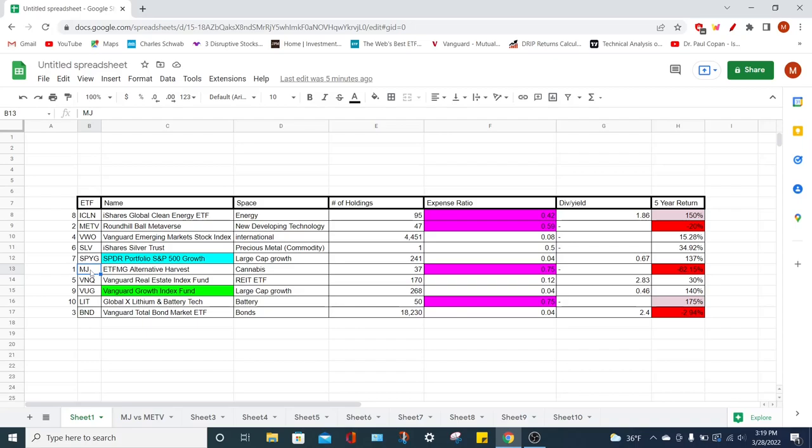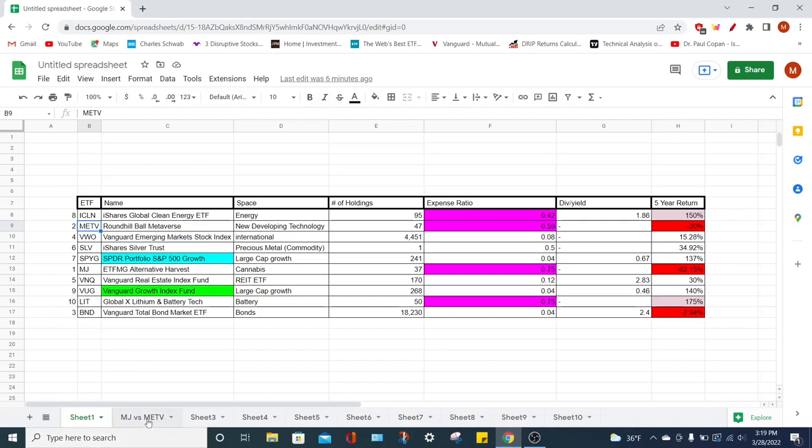We're going to start off comparing MJ, which is our number one, to our number two, which is METV. And then from there, we're just going to go on and on. Also, if you are wondering why VUG and SPYG are highlighted, these are my personal favorites out of these 10 ETFs. And over 60% of my portfolio is just in ETFs. But with that being said, let's determine which is the best ETF out of these ETFs.